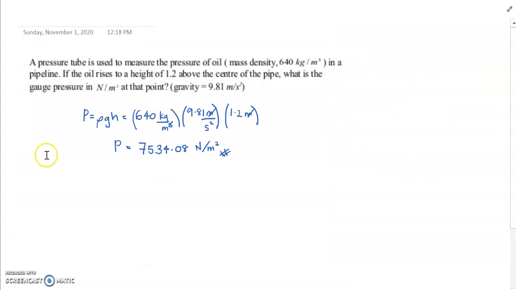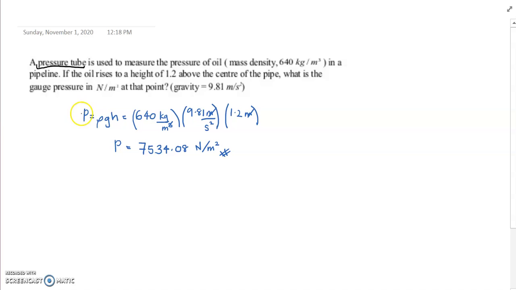Here is one example related to the piezometer tube. Another name for the piezometer tube is a pressure tube. The pressure tube is used to measure the pressure of oil with mass density equal to 640 kg per meter cube in a pipeline. If the oil rises to a height of 1.2 meters above the center of the pipe, what is the gauge pressure in Newton per meter squared at that point? Given gravity as 9.81 meter per second squared.